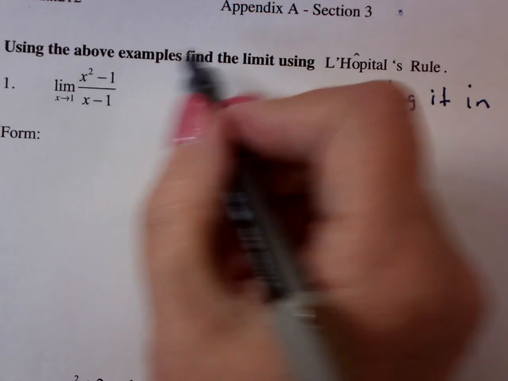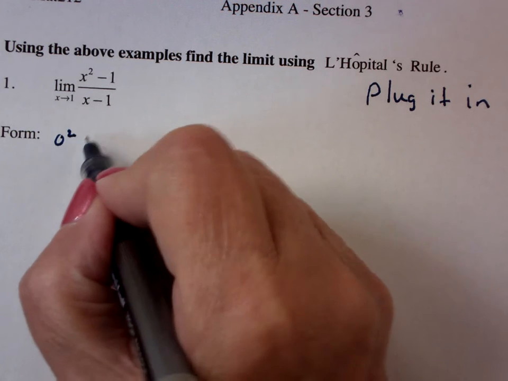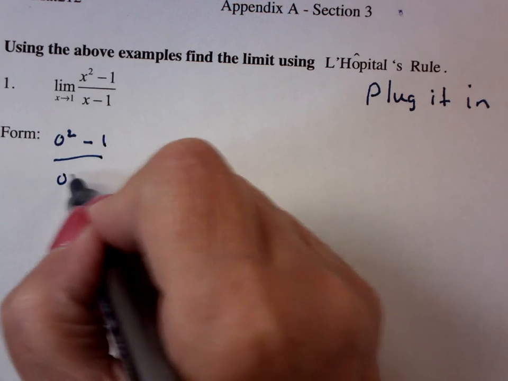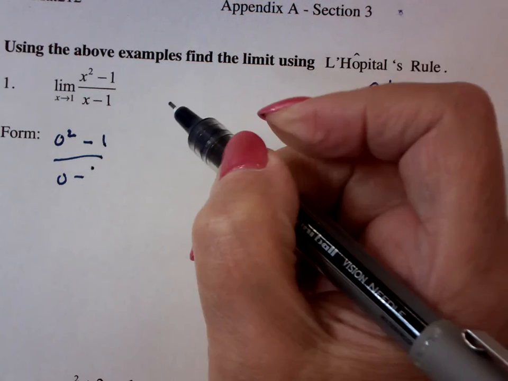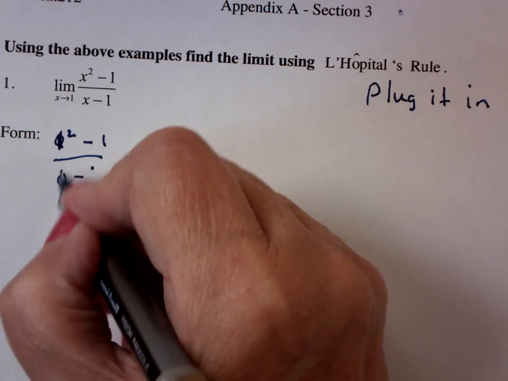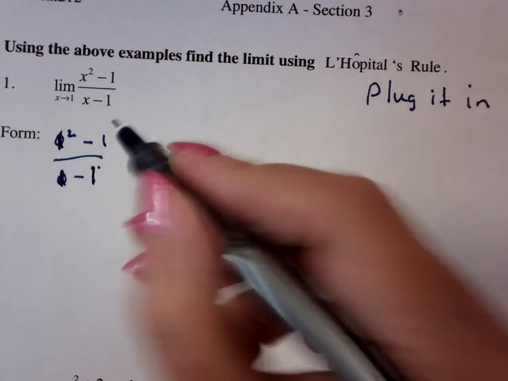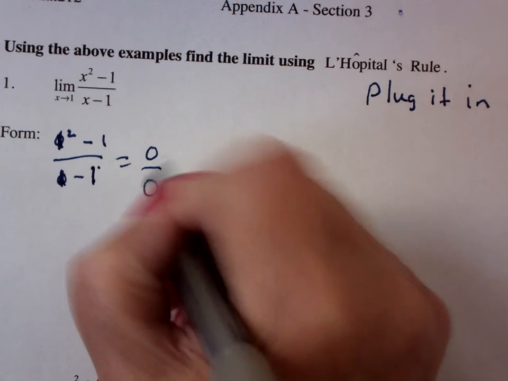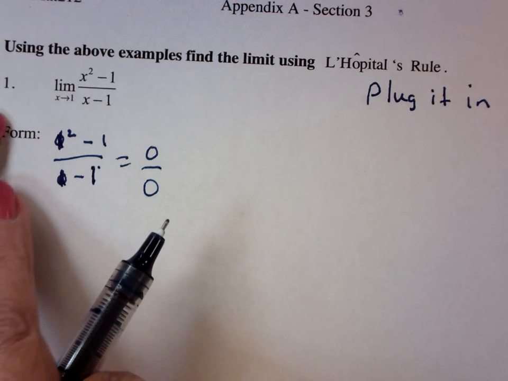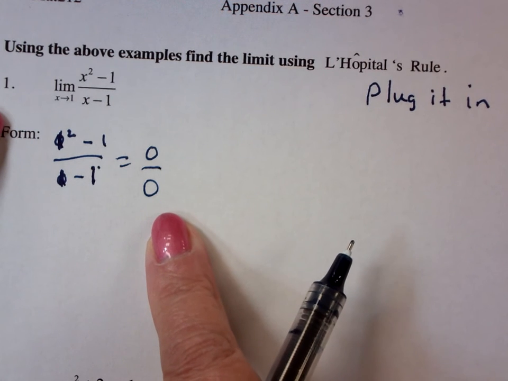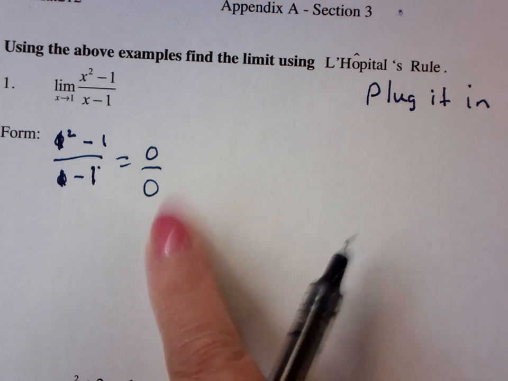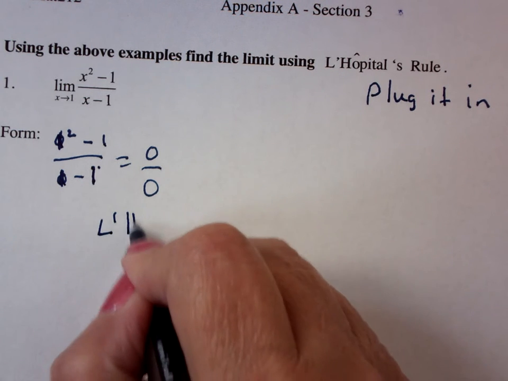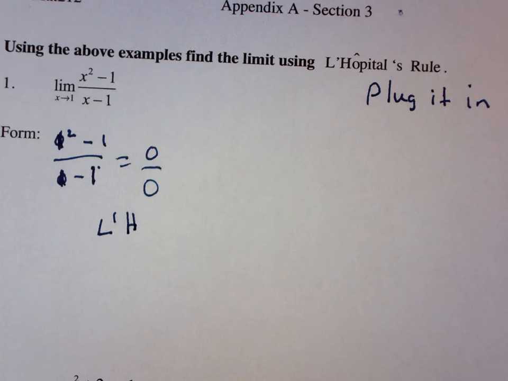And in this particular instance, I am looking at 0 squared minus 1 over 0 minus 1, which is 0 over 0. So it's a 0 over 0 form. When it says form, the form is 0 over 0. That says you use L'Hopital's rule.